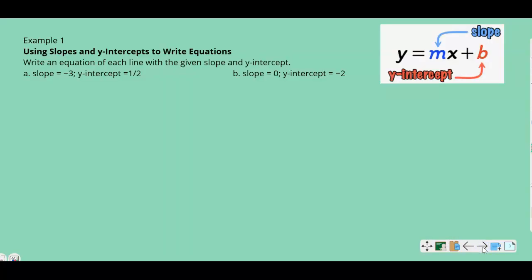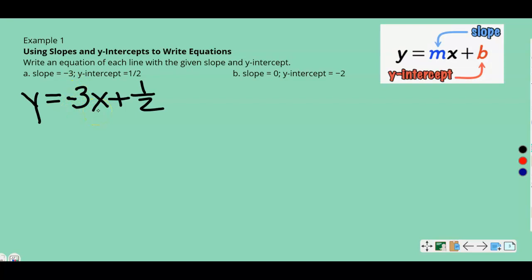All right, so let's look at some examples. Example 1, using slopes and y-intercepts to write equations. This question says write an equation of each line with the given slope and y-intercept. A gives you a slope of -3, a y-intercept of 1/2. So again, your equation y equals mx plus b. All we have to do is replace the slope, m, with -3. So we're going to have -3x plus 1/2. The y-intercept, b, goes at the end. The slope goes next to the x.